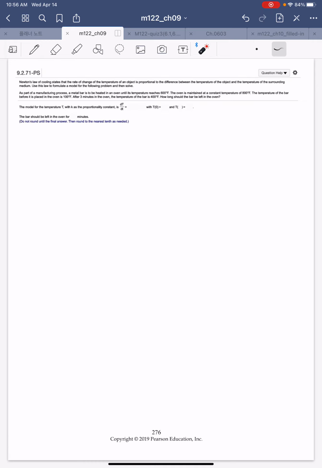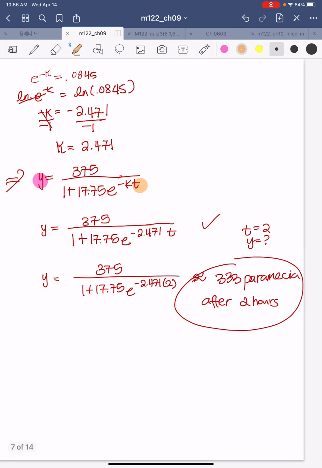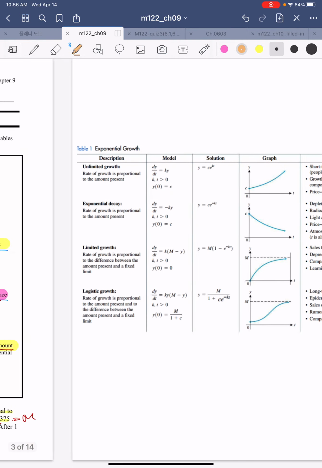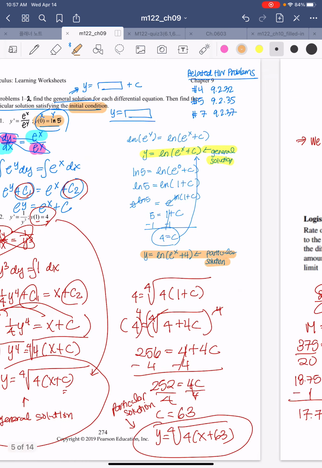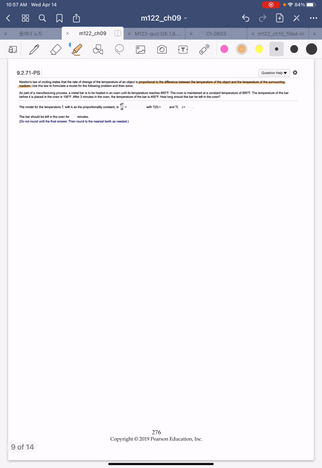Newton's law of cooling states that the rate of change of the temperature of an object is proportional to the difference between the temperature of the object and the temperature of the surrounding medium. Here's the key word I'm looking at: proportional to the difference. You see the word difference, so it's going to be either limited growth or logistic growth, correct? But we'll take a look at it in a few minutes. Let's keep reading.